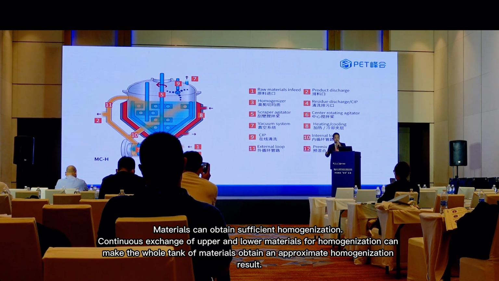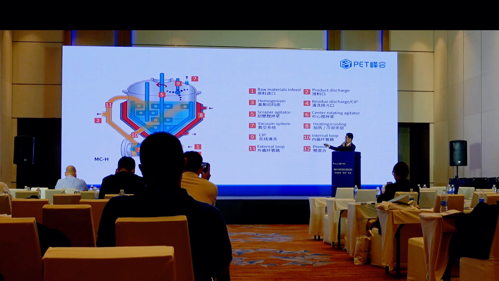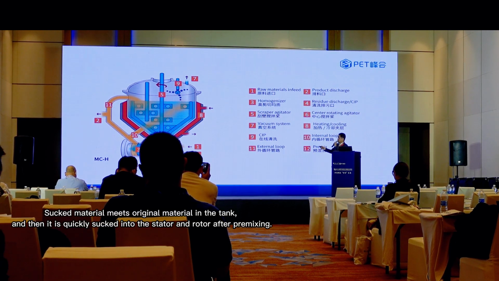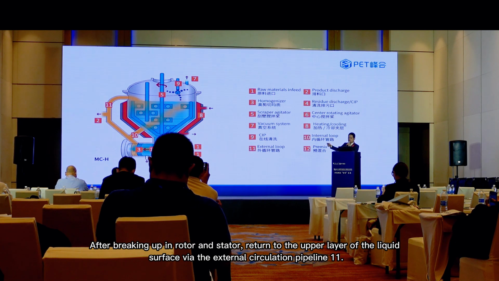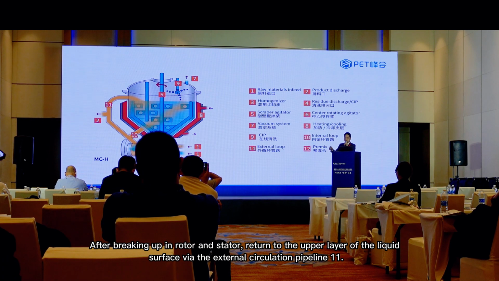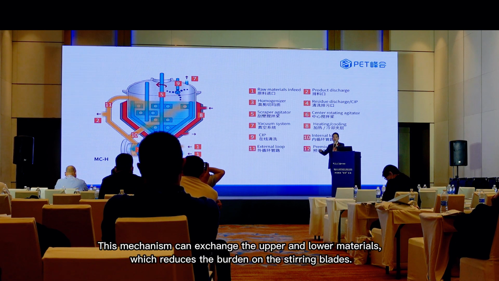Continuous exchange of upper and lower materials for homogenization can make the whole tank of materials obtain an approximately homogeneous result. One in the picture is the feed inlet. Liquid material or powder material meets the original material in the tank from here, and then it is quickly sucked into the stator and rotor after premixing. After breaking up in the rotor and stator, it returns to the upper layer of the liquid surface via the external circulation pipeline 11. This mechanism can exchange the upper and lower materials, which reduces the burden on the stirring blades.